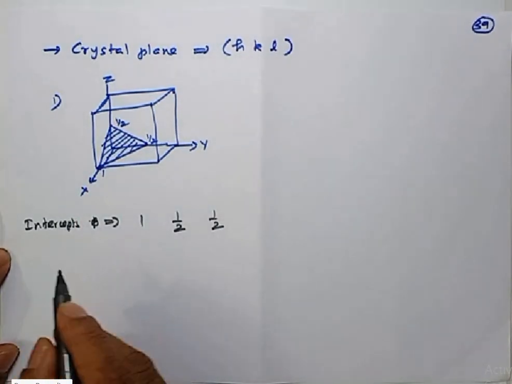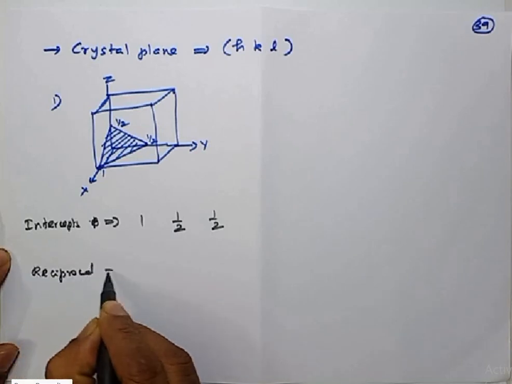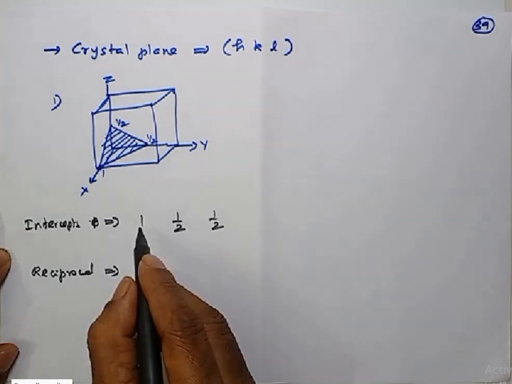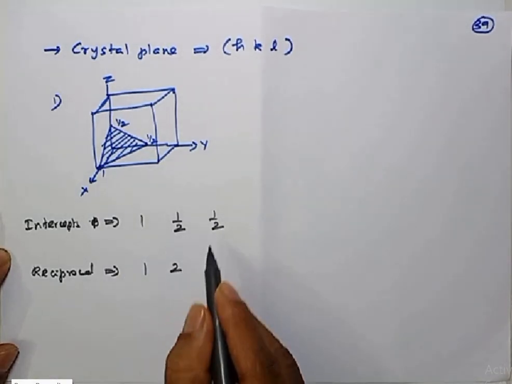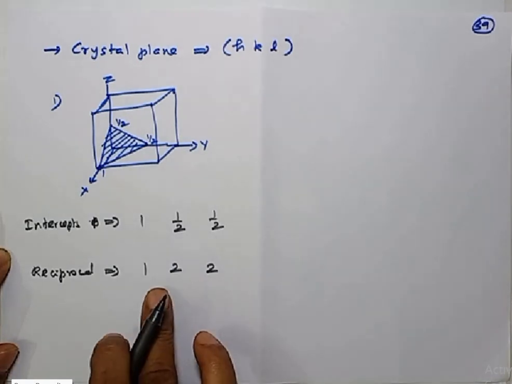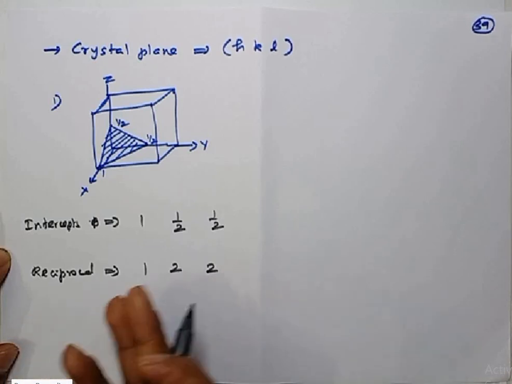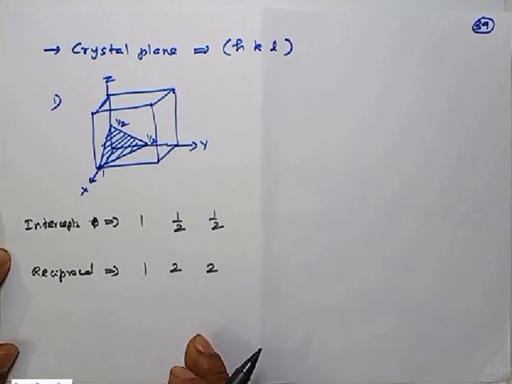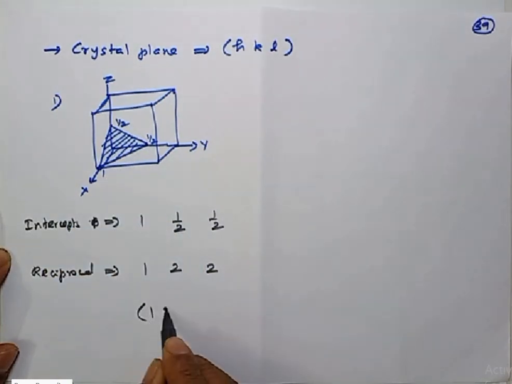Then what is the second step? Take the reciprocal. The reciprocal of 1 is 1 only. The reciprocal of 1/2 is 2. The reciprocal of 1/2 is again 2. So we directly obtain integers. There are no fractions. Therefore, the Miller indices for this plane are the (1 2 2) plane. Okay, take down.